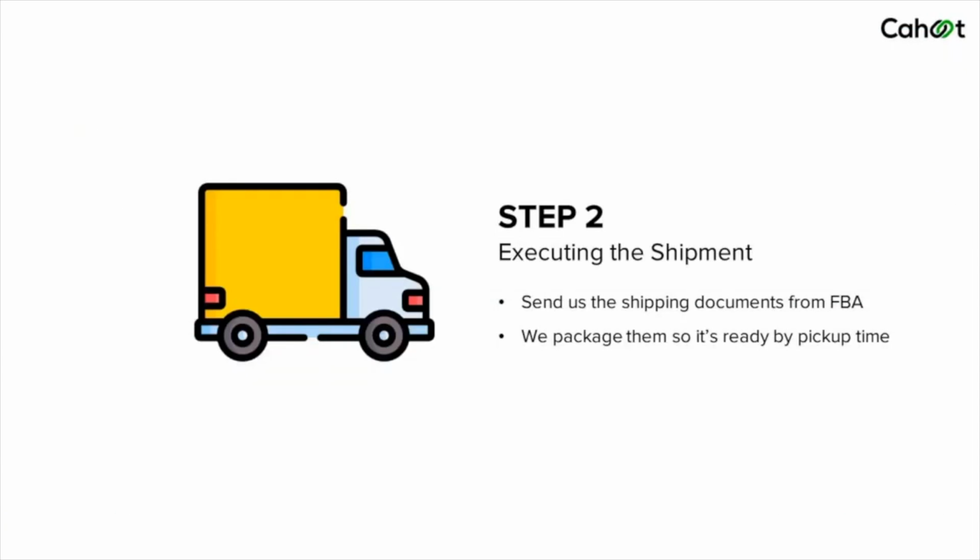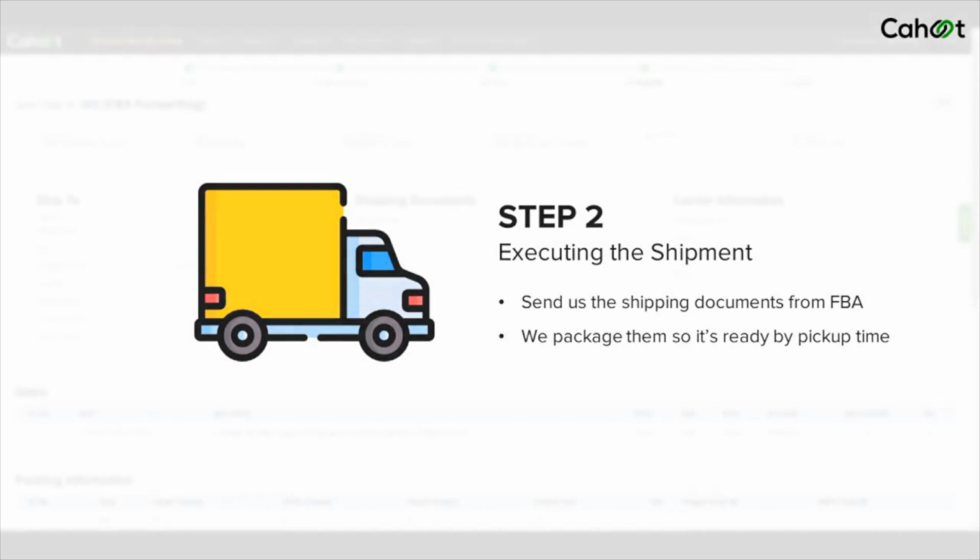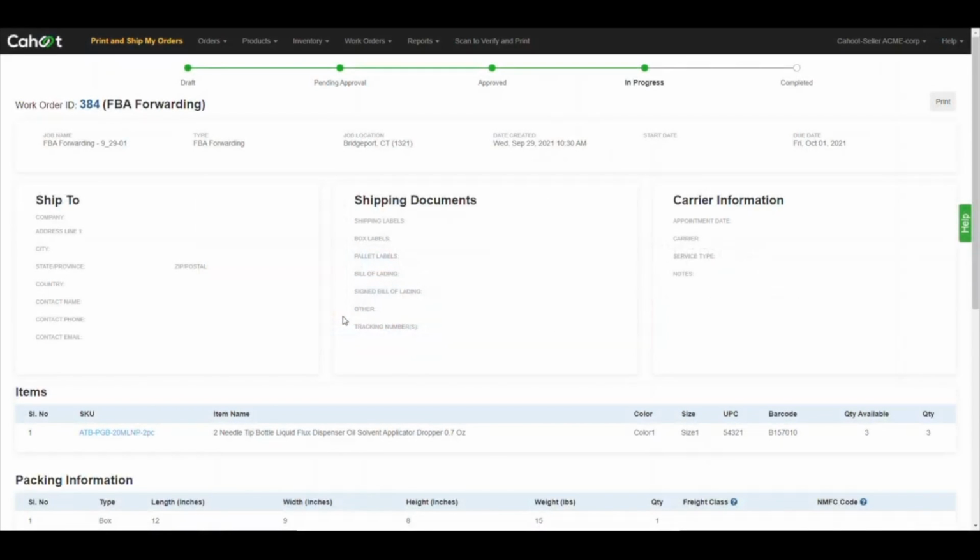The second step is executing the shipment, basically providing Kahoot the details of your shipment so the warehouse can get them out the door. Once you've created the FBA inbound shipment at Amazon, Amazon will provide you the additional shipping documents, such as box labels, pallet labels, shipping labels, or a bill of lading. Kahoot will need these additional documents to execute your inbound.